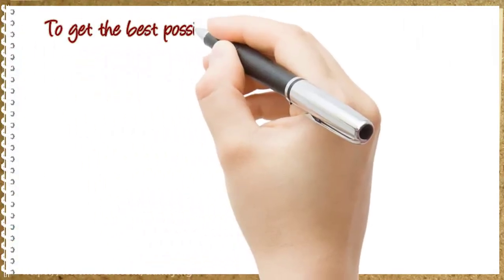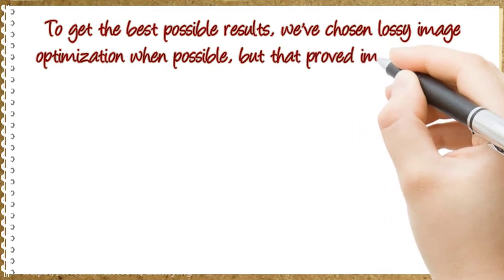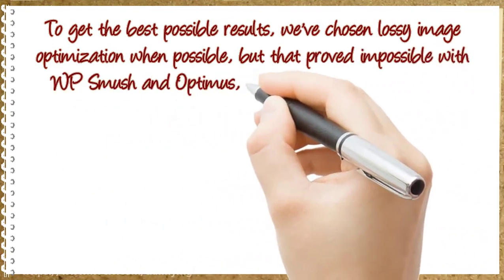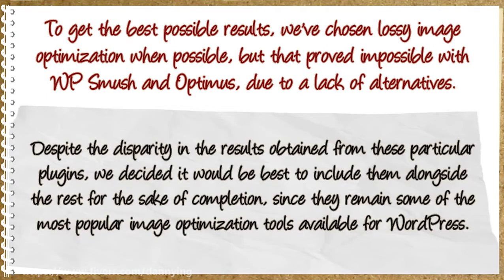To get the best possible results, we've chosen lossy image optimization when possible, but that proved impossible with WP Smush and Optimus, due to a lack of alternatives. Despite the disparity in the results obtained from these particular plugins, we decided it would be best to include them alongside the rest for the sake of completion, since they remain some of the most popular image optimization tools available for WordPress.